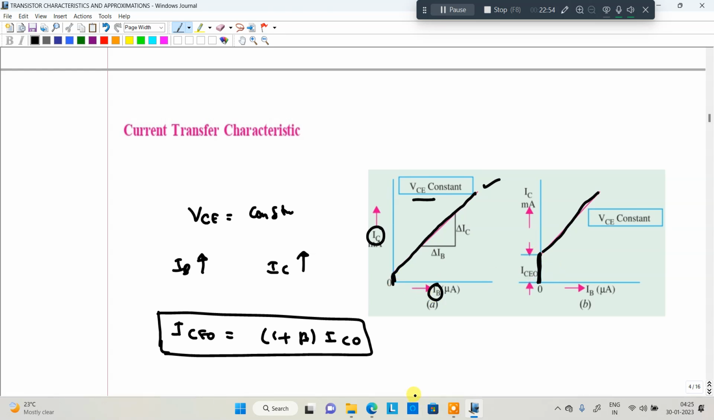So beta DC or beta AC is the change in collector current divided by the change in base current IB, when VC is constant. That is the condition we have. This is about the current transfer characteristics of common emitter.